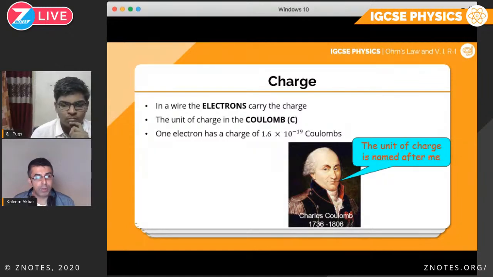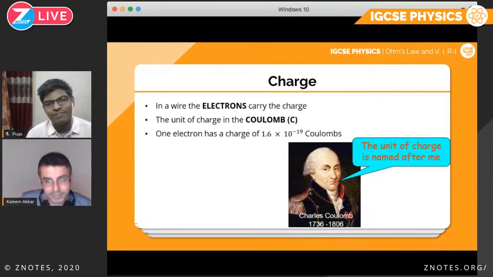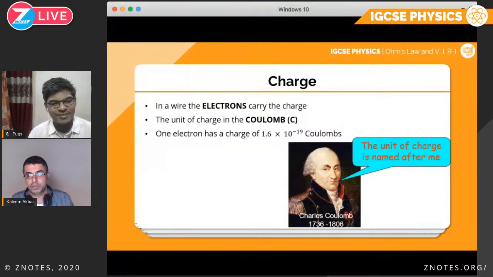You know, if we look at pugs here, when you're watching pugs, do you think of pugs as billions and billions of protons, neutrons, electrons? No, that's pugs.